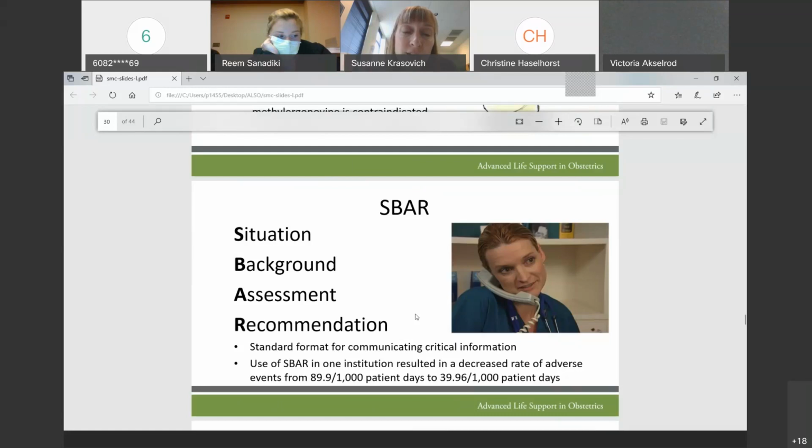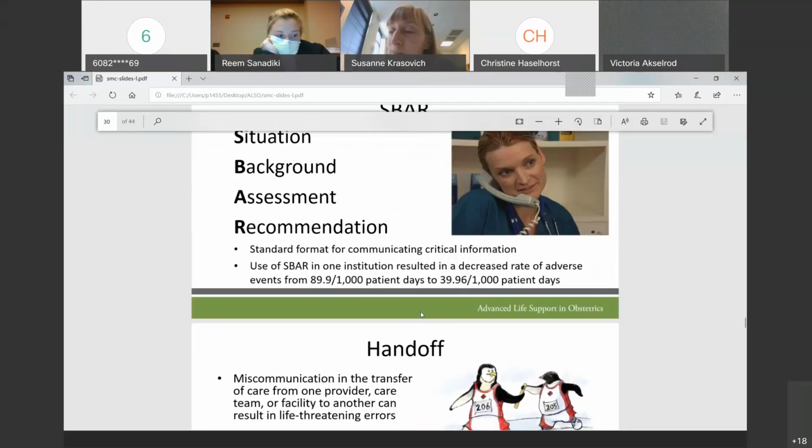And in at least one institution, the use of SBAR resulted in a decreased rate of adverse events that you can see listed below. So from 89.9 per 1,000 patient days down to 39.96 per 1,000 patient days, simply by having everybody use the same structure for their communication.